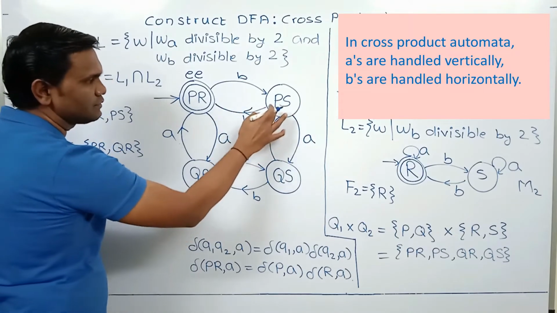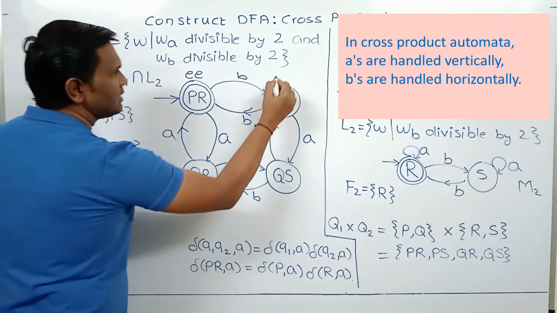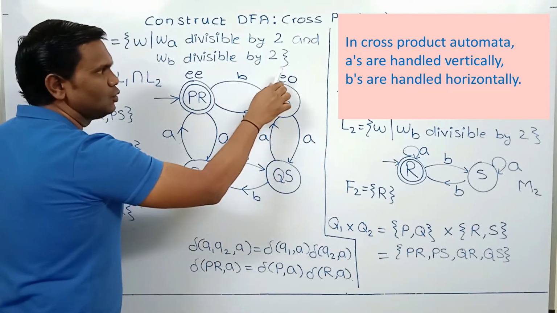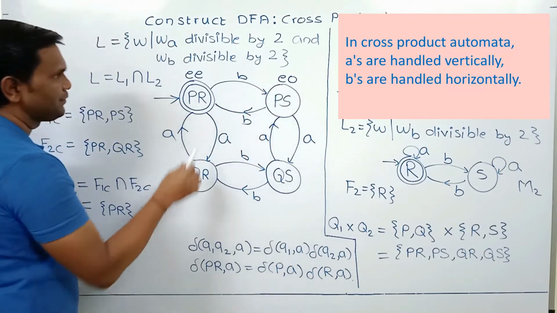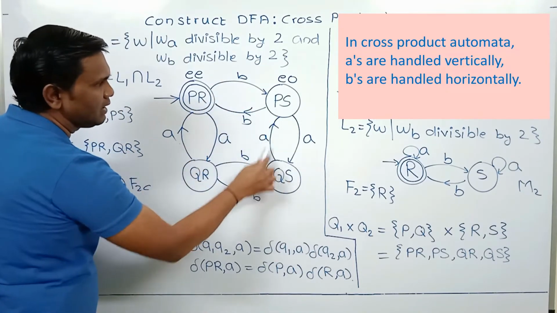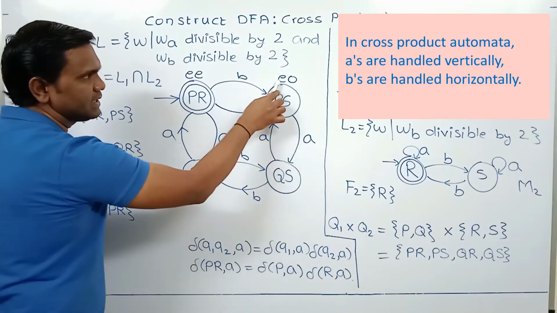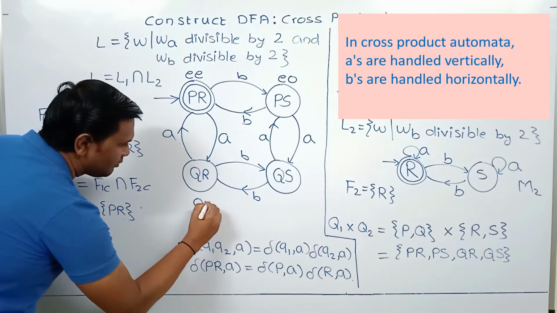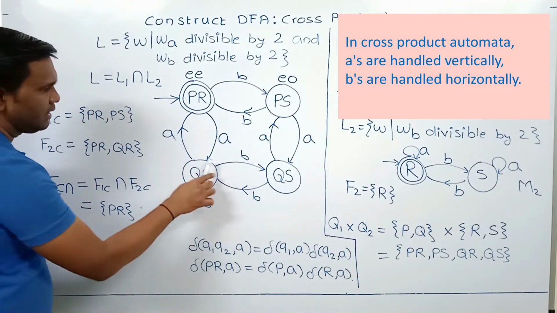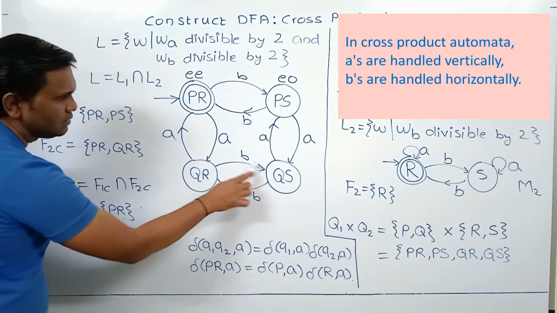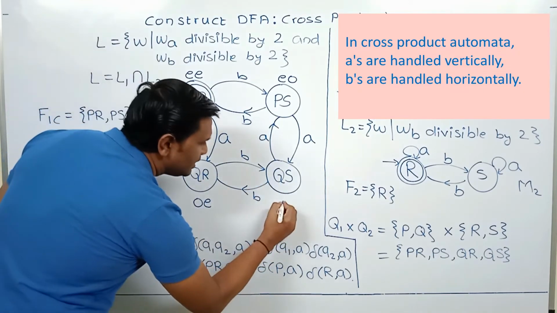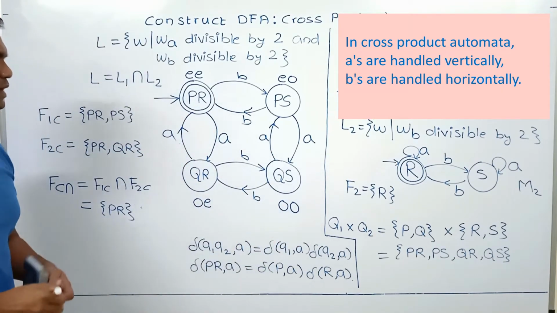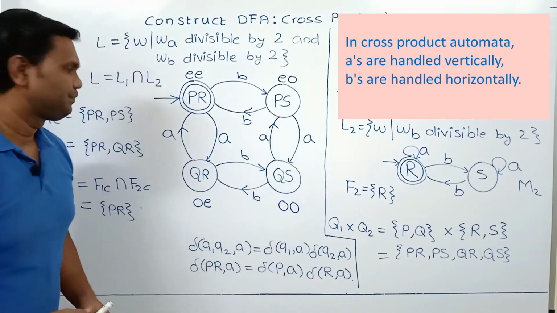So for state PR, the number of A's is even, the number of B's is even. For state PS, the number of A's is even, the number of B's is odd. Number of A's divisible by 2, number of B's not divisible by 2. Consider the string B, A, B: 1 B, 2 A's, so A's are even, B's are odd. For state QR, the number of A's is odd, the number of B's is even. A, B, B: 1 A, 2 B's. And for QS, the number of A's is odd, the number of B's is also odd. So these are the significance of the states.